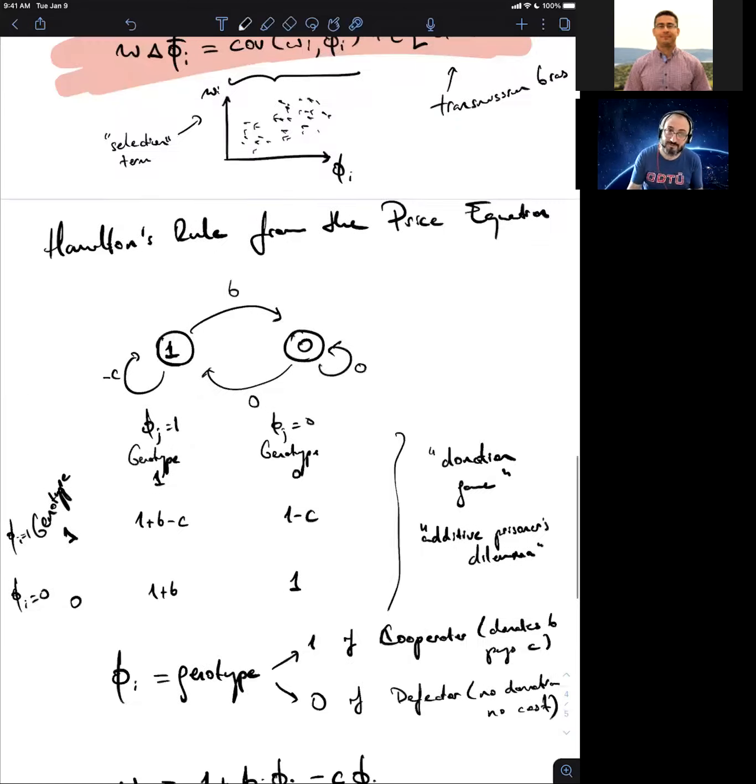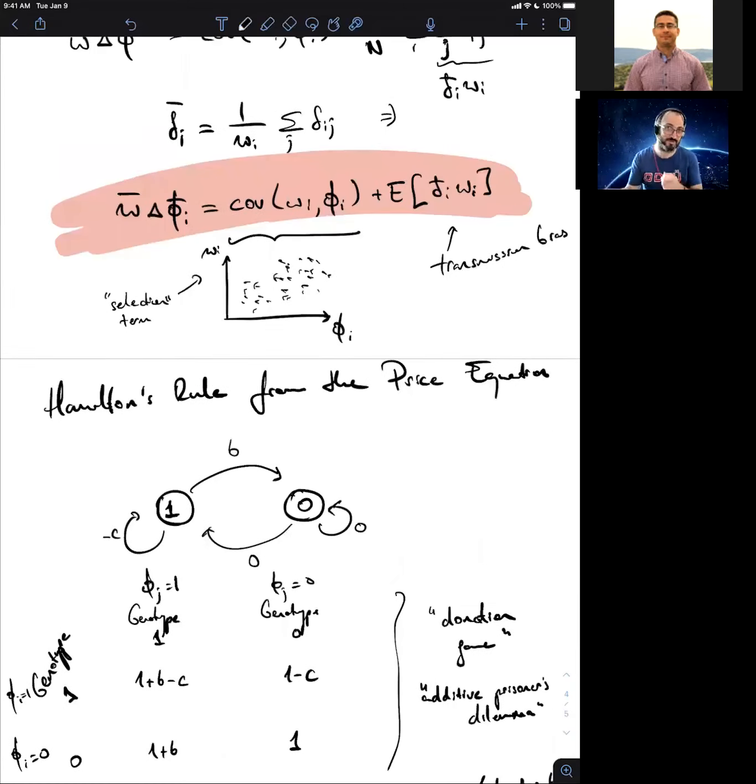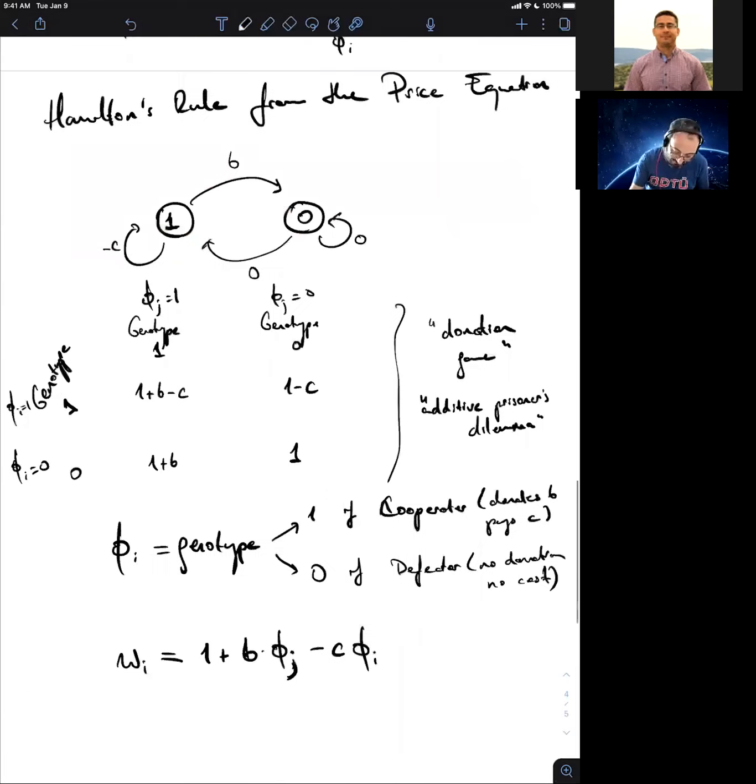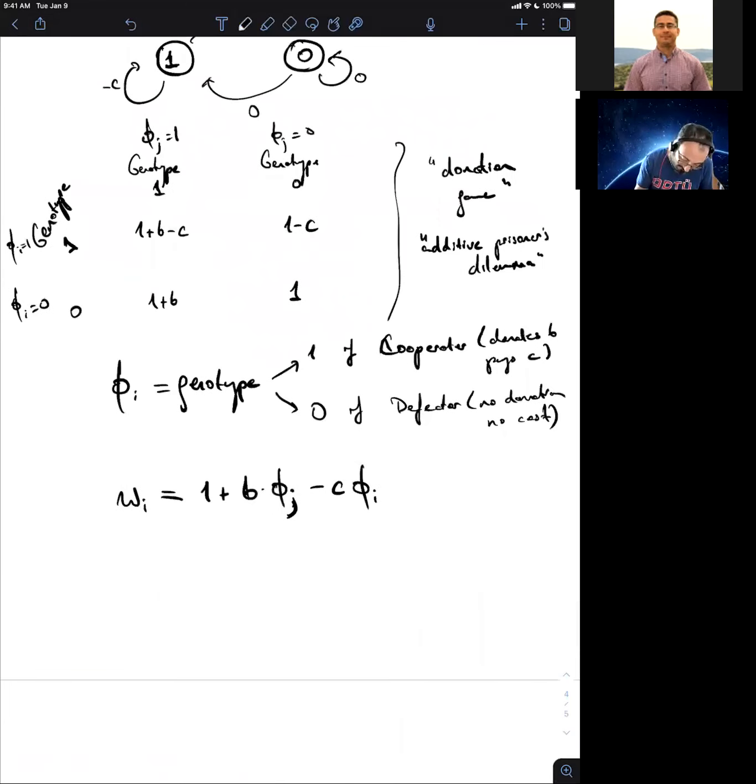Once I make this model, if I feel confident about it, I can plug that into the Price equation and use the Price equation in the second way that I was talking about. I could use the Price equation as a predictive model. So what I can write down is W bar times delta phi bar, which is now the delta G bar, the change in the genotypic frequencies, is the covariance of Wi, phi I plus this transmission bias term.